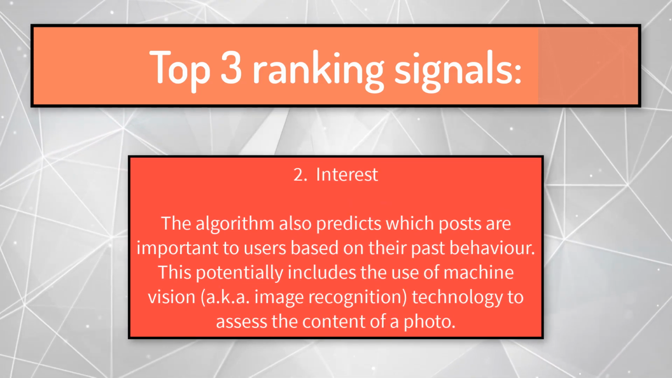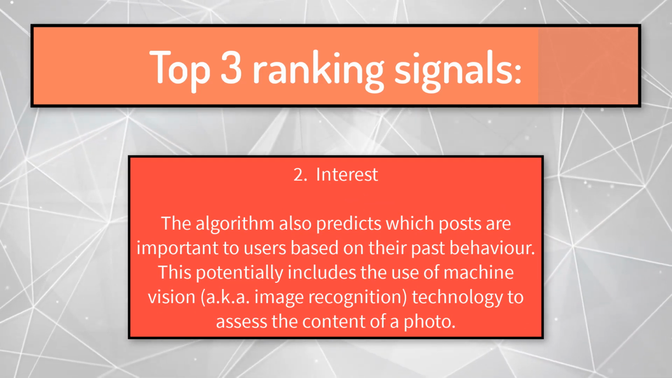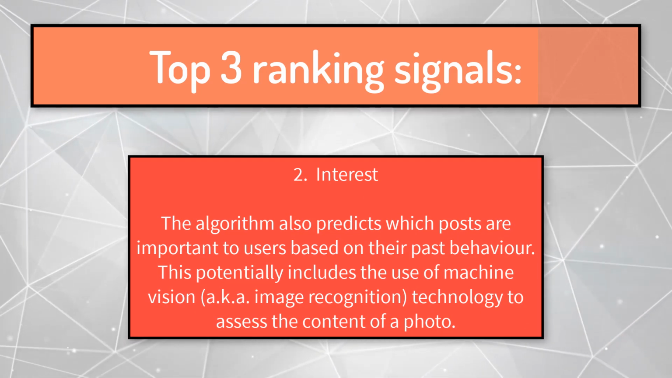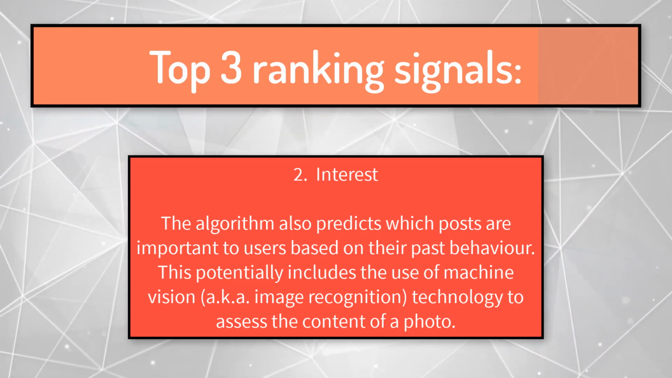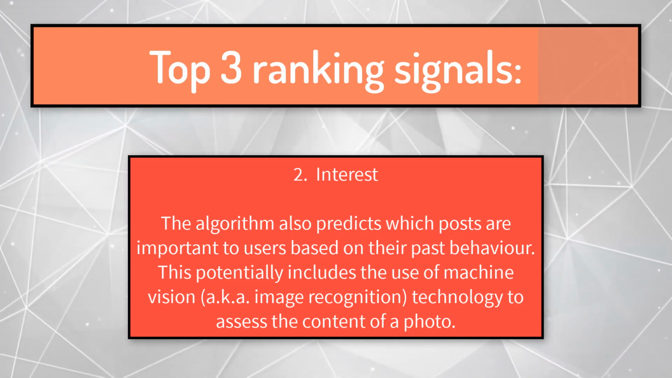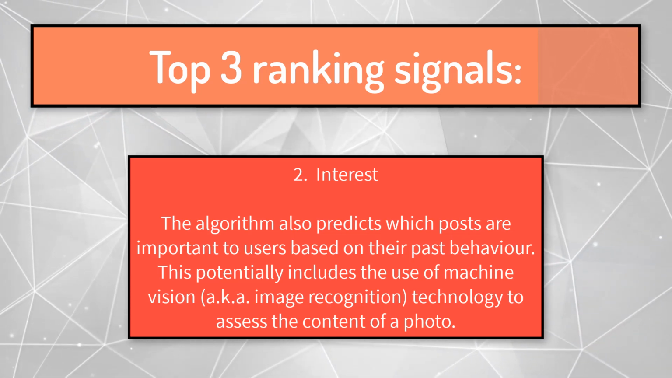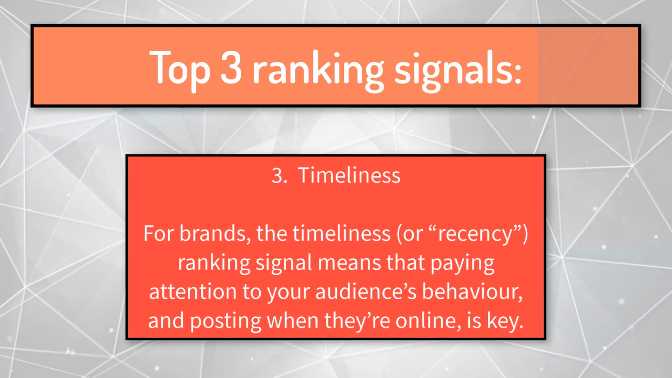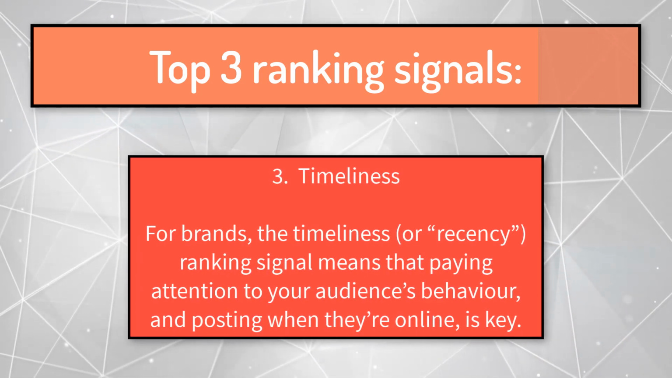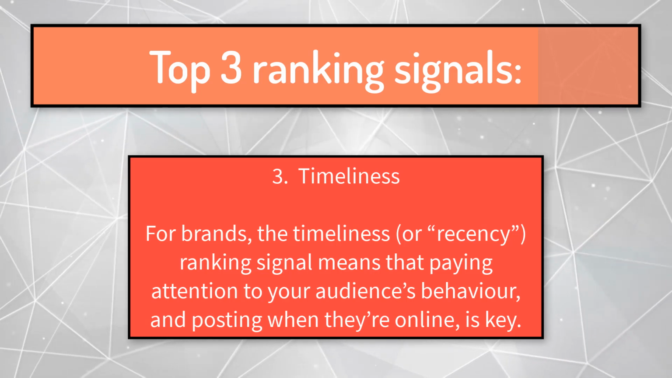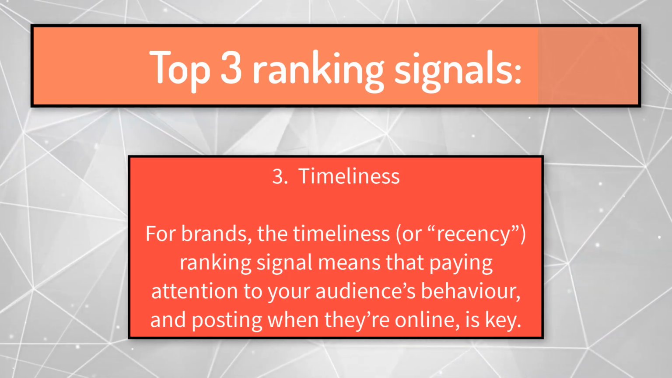2. Interests. The algorithm also predicts what posts are important to users based on their past behavior. This potentially includes the use of machine vision, aka image recognition, technology to assess the content of a photo. And 3. Timeliness. For brands, a timeliness or recency ranking signal means that paying attention to your audience's behavior and posting when they are online is key.